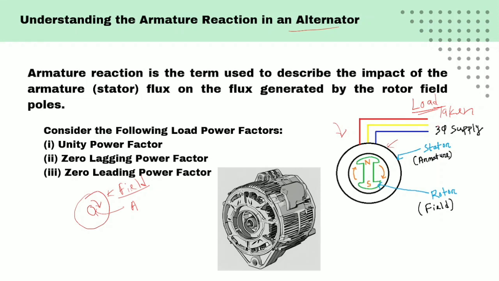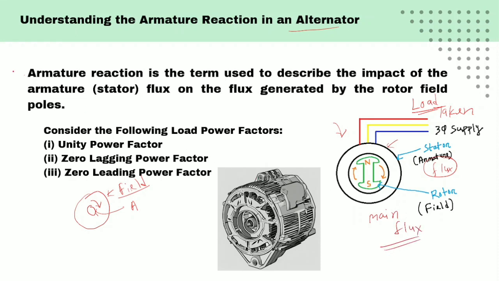Under no load, when the load is not connected, no current is flowing in the armature. But when the load is connected, armature current will flow and hence armature flux will also be generated. And the rotating field produces the field flux, that is the main flux.